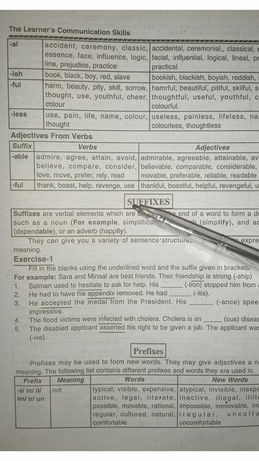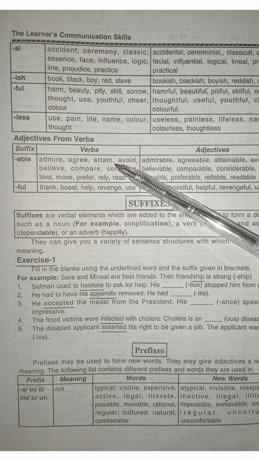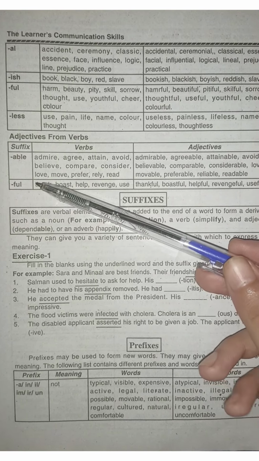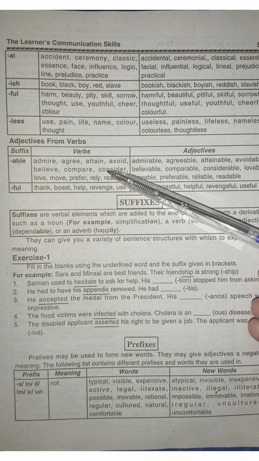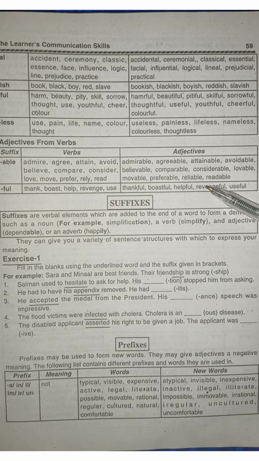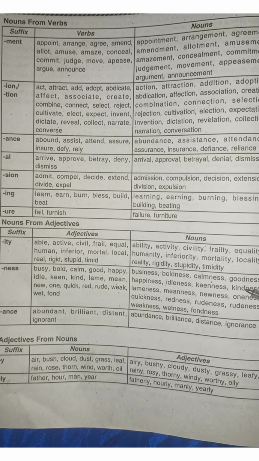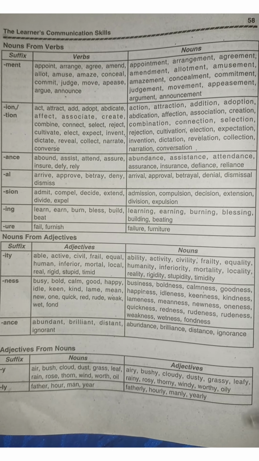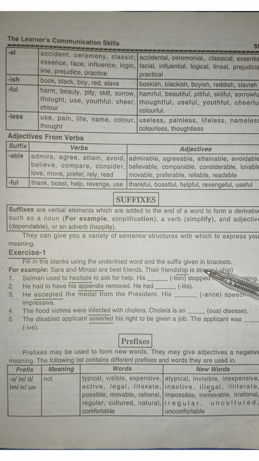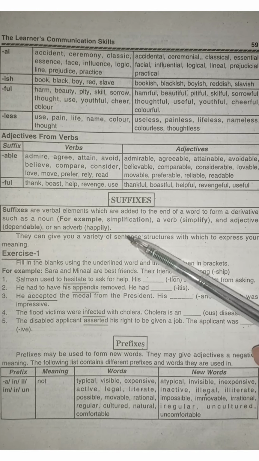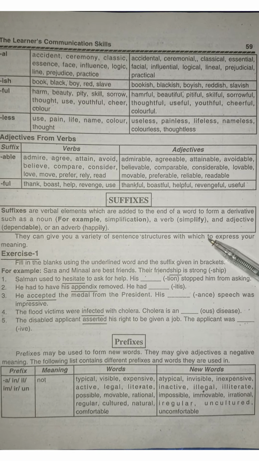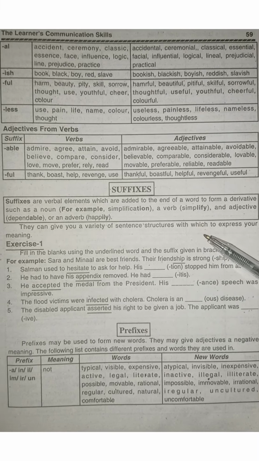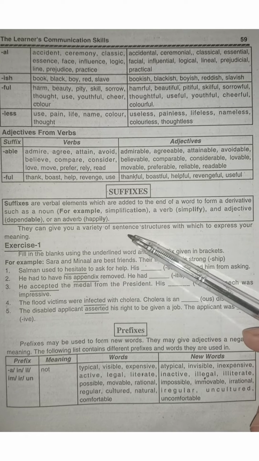Now we discuss adjectives from verbs. Suffix is able and the verb is admire and adjective is admirable. Verb is agree and suffix is able, agreeable. Verb is attain and suffix is able, meaning attainable. So here we have discussed a lot of examples in which nouns are formed from verbs, nouns from adjectives, adjectives from nouns and adjectives from verbs. Suffixes are the verbal elements which are added to the end of a word to form derivatives such as a noun, for example, simplification from simplify, or an adjective, dependable, or an adverb, happily.